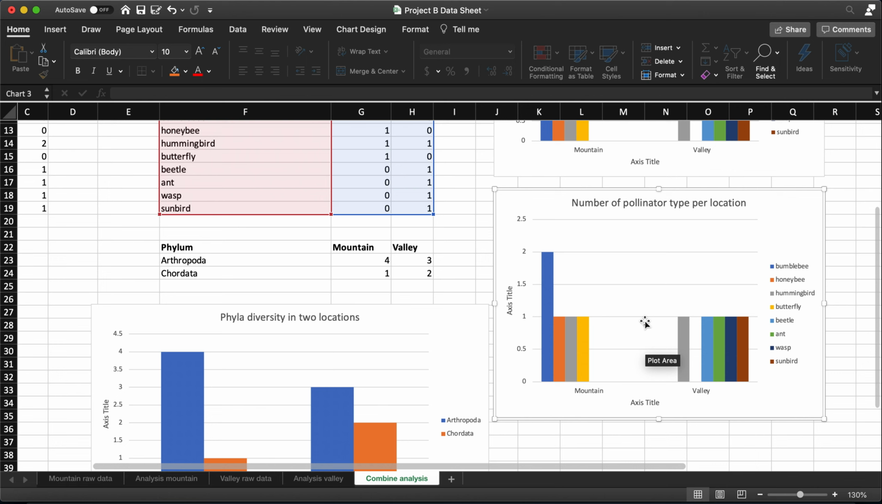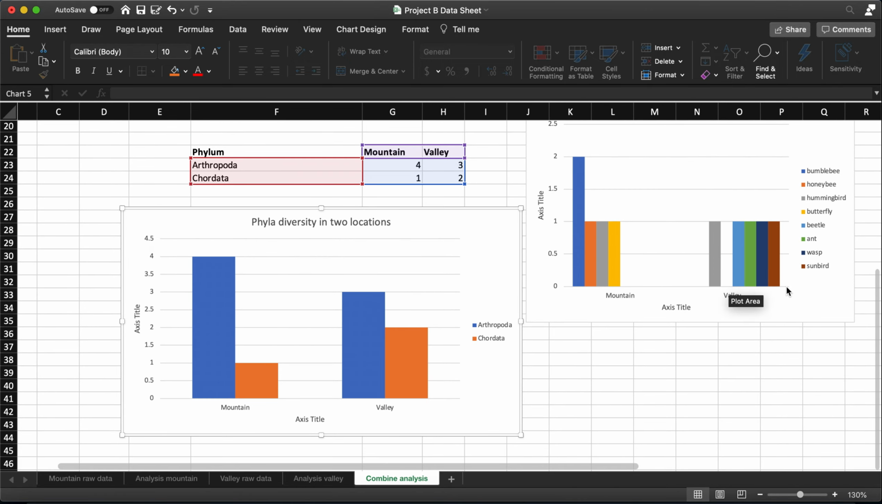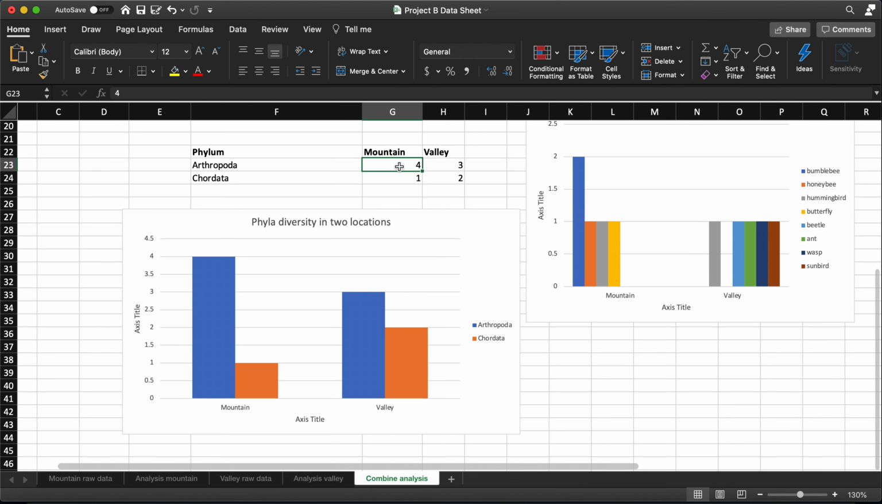This is more about diversity, and you can see that I saw 4 different types of pollinator and how many of each: 2 of one, and only 1 for all these 3. You can look at the colors: butterfly was 1, hummingbird was 1, etc. Then you have the types of pollinators that you saw in the valley and their quantities. And this one combines all these different types of pollinators and puts them into phyla. So I got 4 arthropoda in the mountains, and 3 arthropoda in the valley. There was 1 chordata in the mountain, and 2 chordata in the valley.